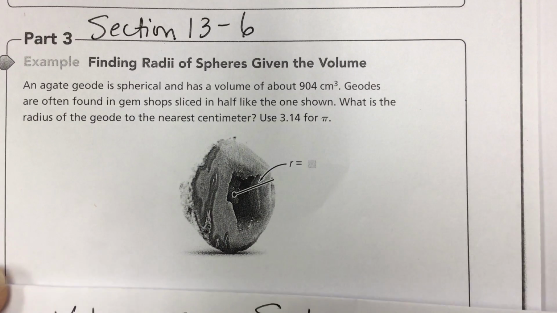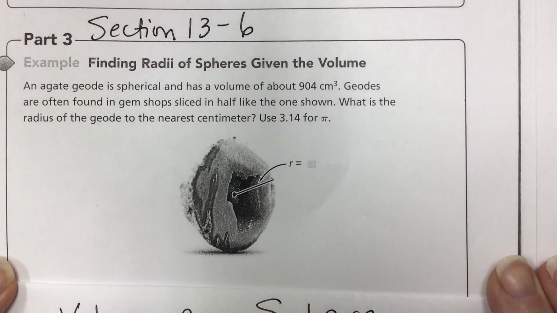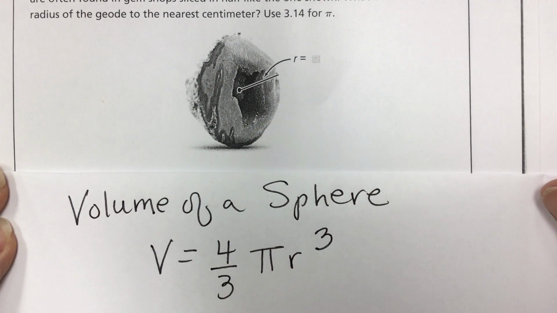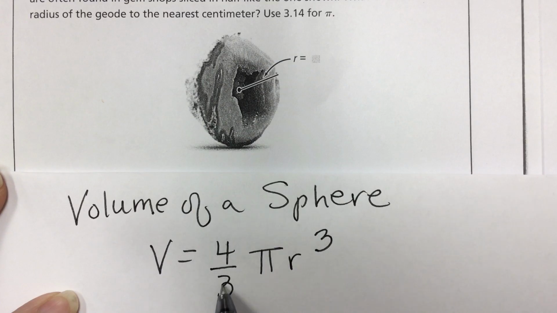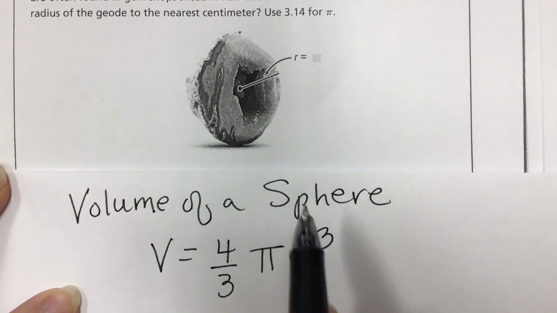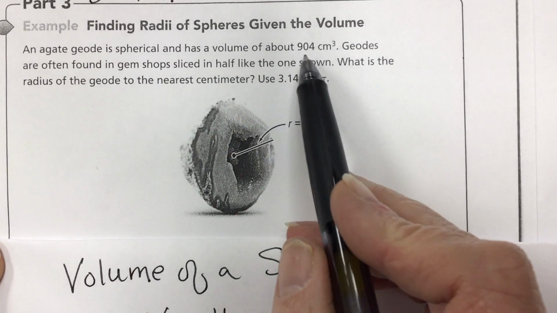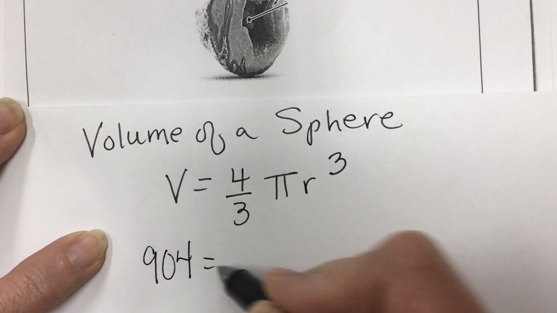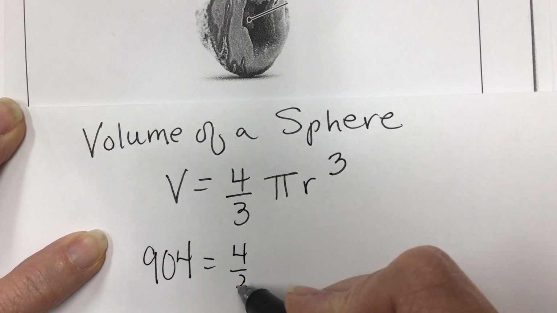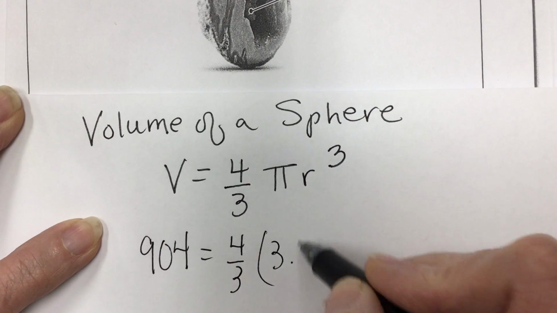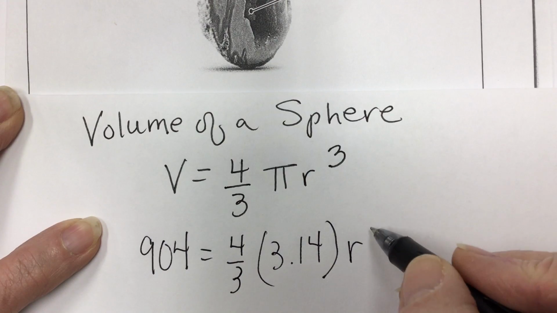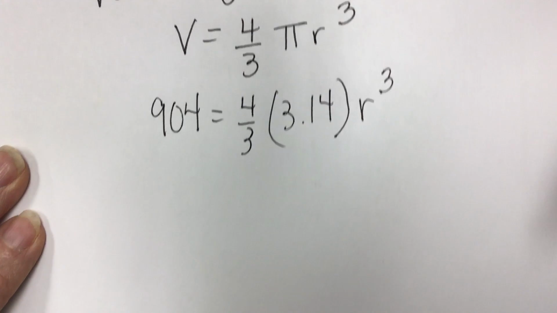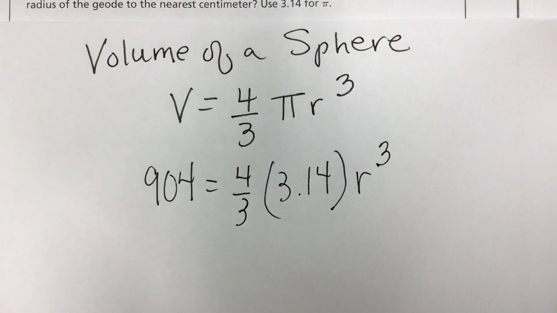So we have been given the volume. All right, so this is like a sphere. The volume of a sphere formula is 4/3 pi r cubed. We know the volume from our problem was 904. So I'll replace volume with 904 equals 4/3 times pi, which is 3.14, times r cubed. We are searching for the radius.